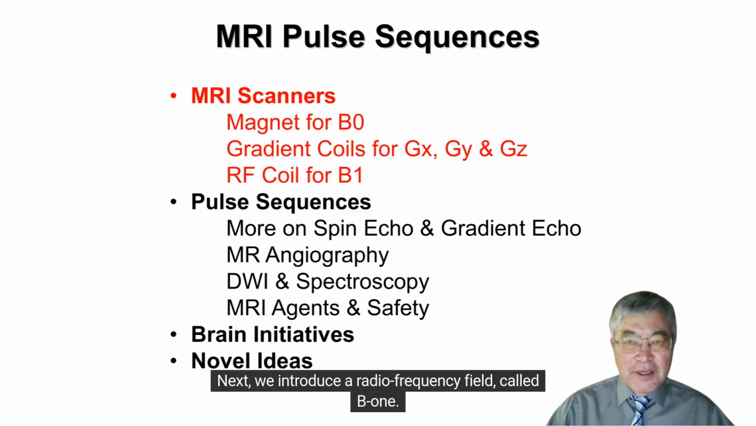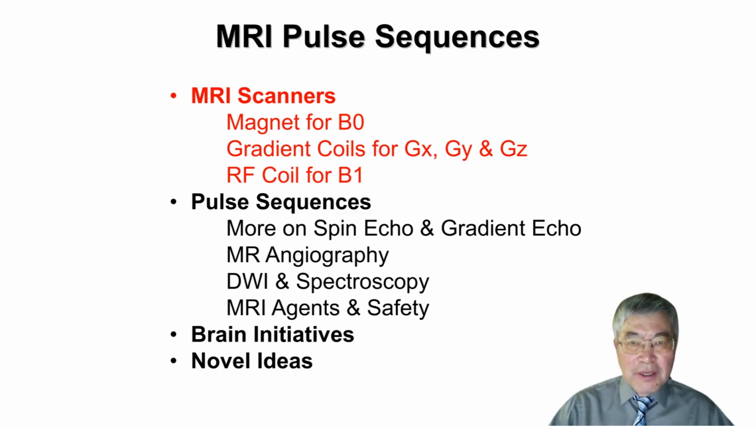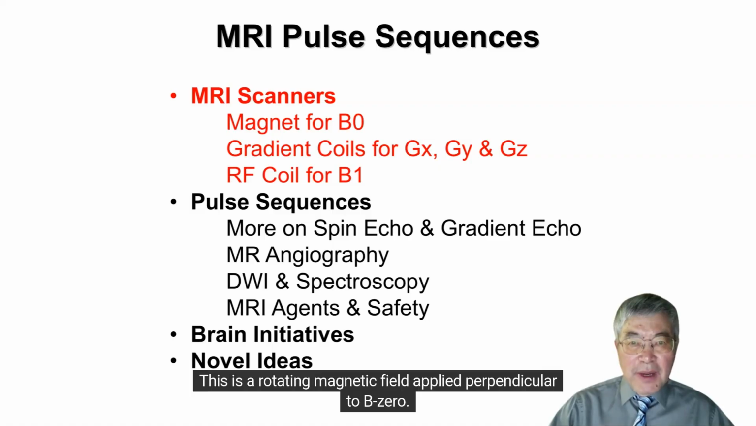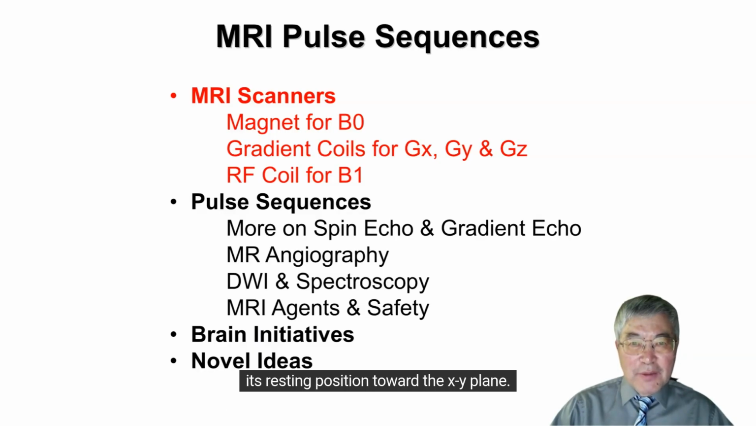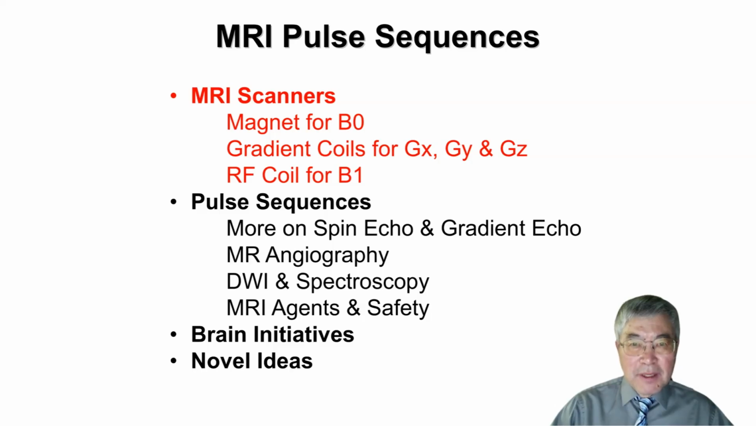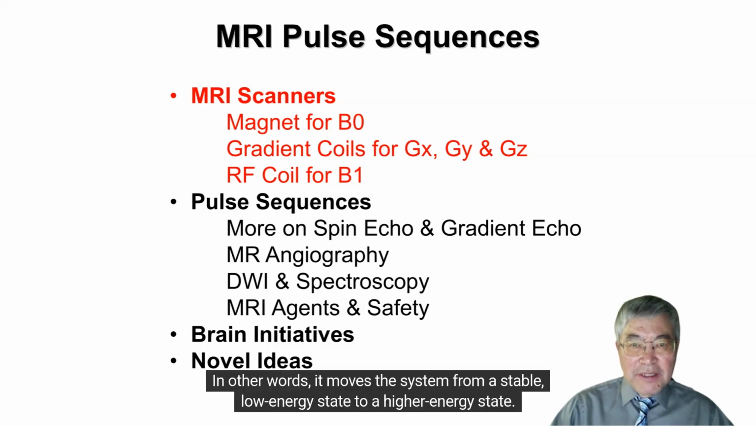Next, we introduce a radio frequency field called B1. This is a rotating magnetic field applied perpendicular to B0. Because of this rotation, the B1 field exerts a torque on the M vector, causing it to flip from its resting position toward the XY plane. In other words, it moves the system from a stable low-energy state to a higher energy state.